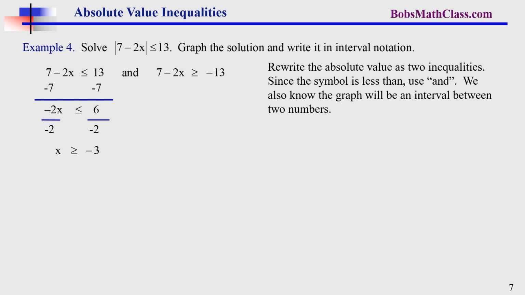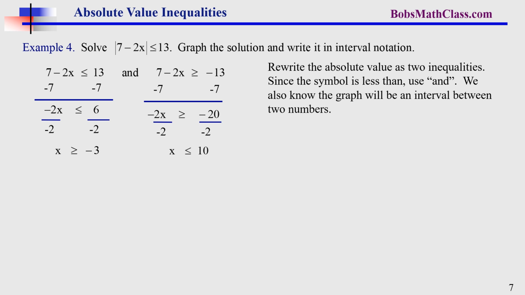Okay, let's work on the one on the right. Same steps. Subtract 7 on both sides. Then divide by negative 2. So once again, we are dividing by a negative. That's right, we have to flip it. X is less than or equal to 10.